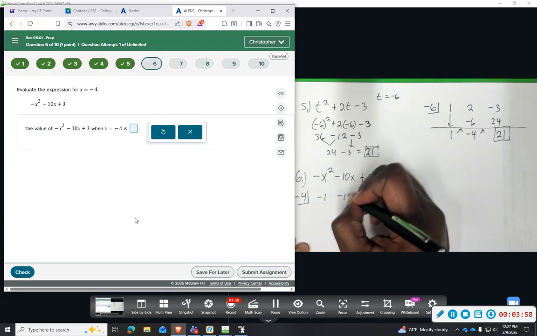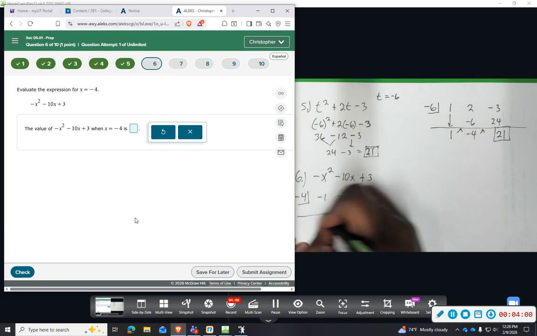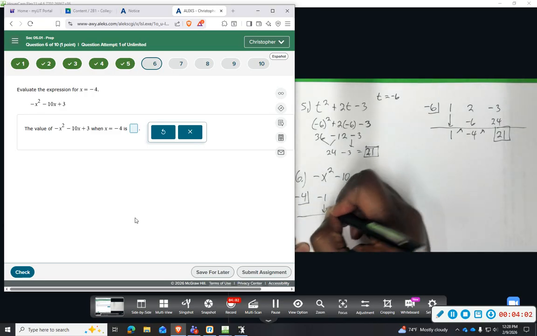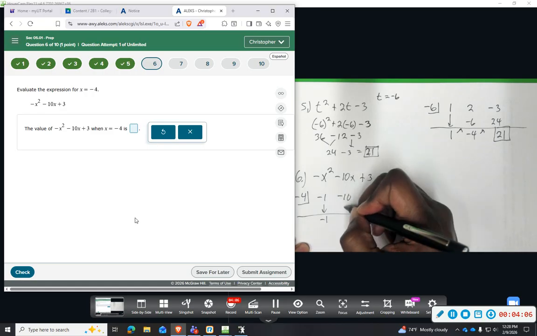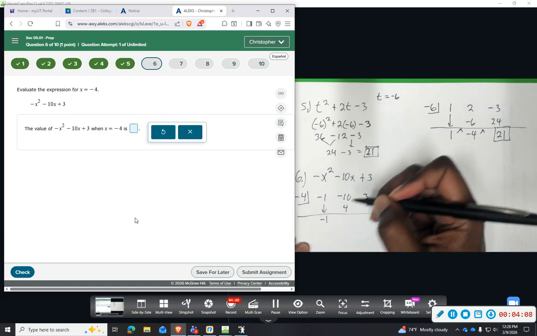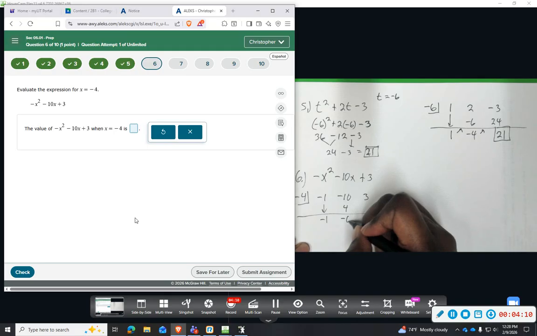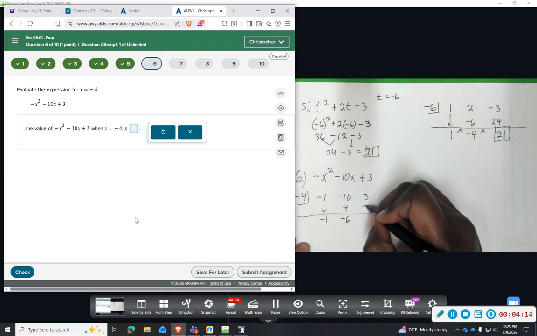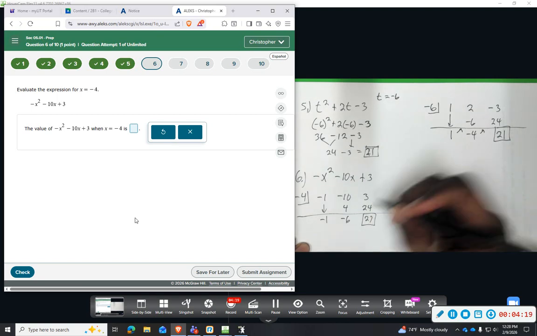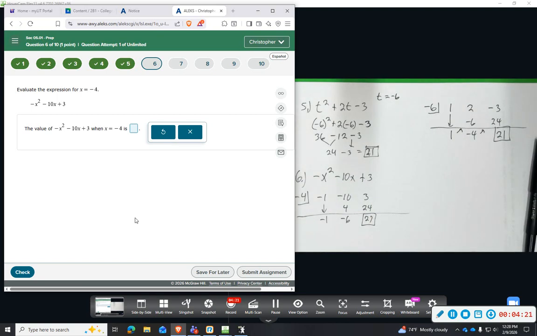-1, -10, 3. Bring down the -1. -4 times -1 is a positive 4. Combine these, we get -6. -4 times -6 is a positive 24, and we get 27. Okay, so our answer is 27.